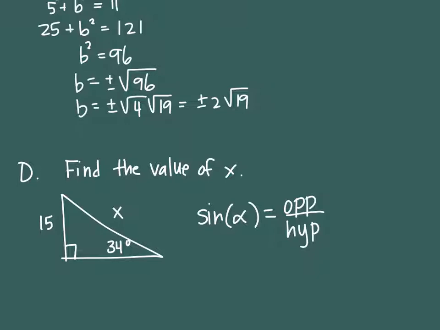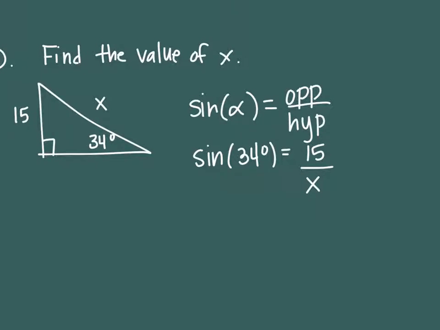So we can plug in what we've got. Sine alpha is 34. Opposite is 15. Hypotenuse is x. Now you might stare at that a little bit and go, I don't know what to do next. But if you watch me do one thing, I think it'll trigger in your brain what you're supposed to do. If I draw a line under that and do a 1, what are you supposed to do next? There we go. Okay, so we're going to cross multiply.